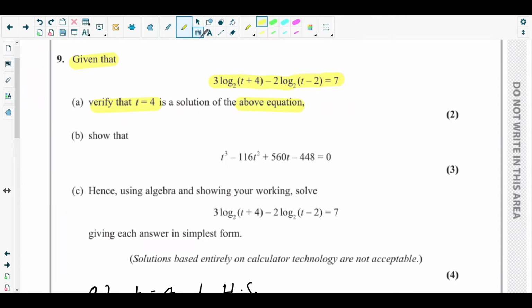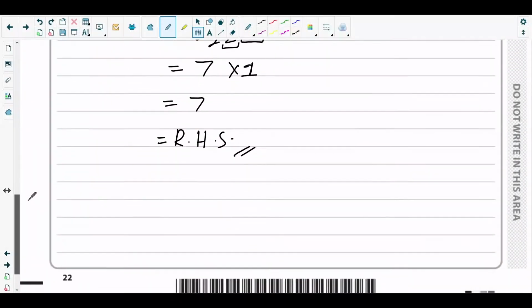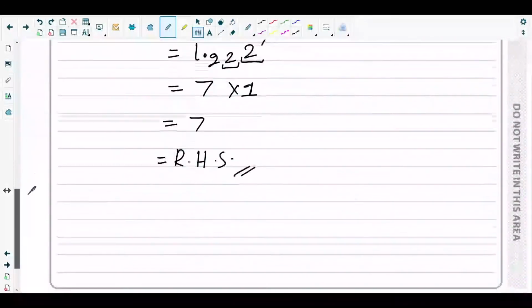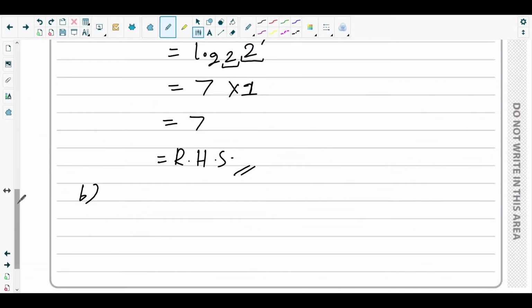Next is part B. In part B, the question is asking to show that t cubed minus 116 t squared plus 560 t minus 448 equals 0. So basically we have to eliminate the log from the given equation. To do that, we have to use the formulas for logarithms and exponentials. So let's see what we can use here.